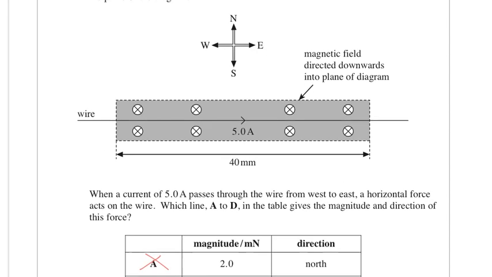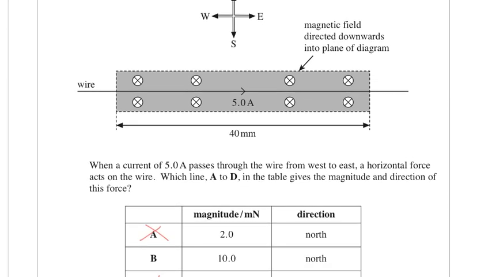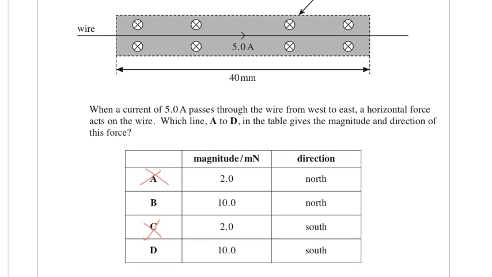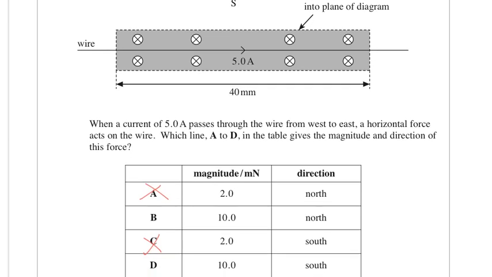And so what have we got? We've got the magnetic field acting into the diagram. We've got the current going to the right. So when we apply Fleming's left-hand law, we've got the force heading in the northerly direction because my thumb is pointing straight up. So answer B.